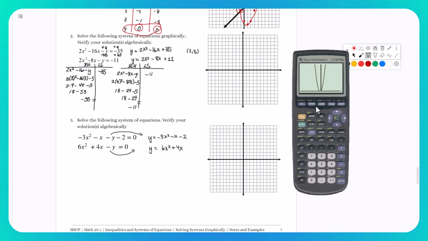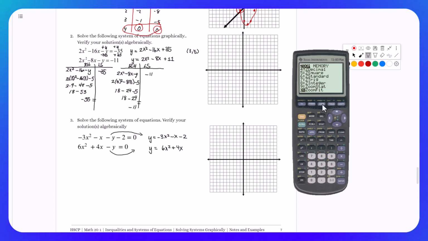Let's go ahead and reset our window settings. So a quick way to do a reset is go into Zoom, and you can either scroll up or down, but we're going to go 6 for standard. And here we go. Let's try it again. Oh, wait. Look what we got right here.